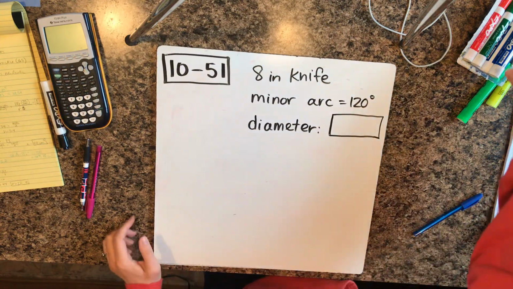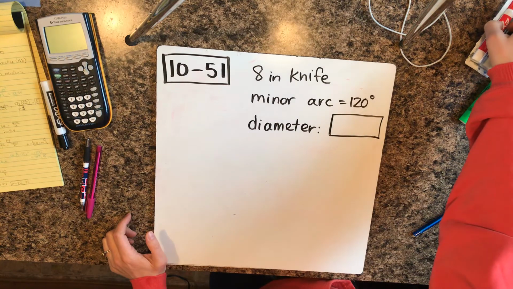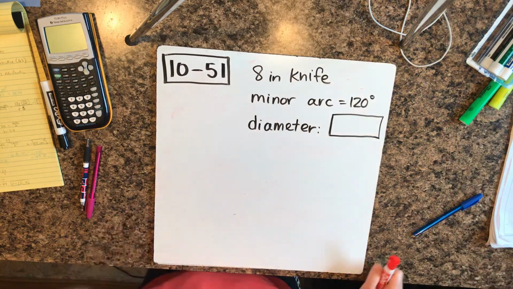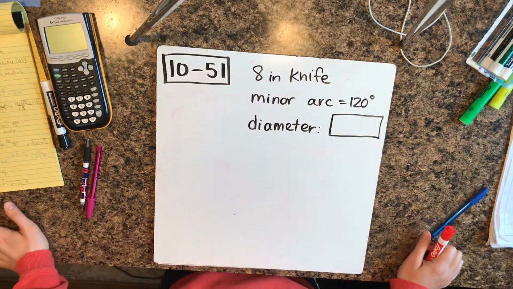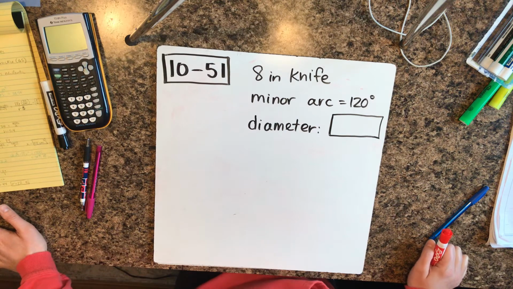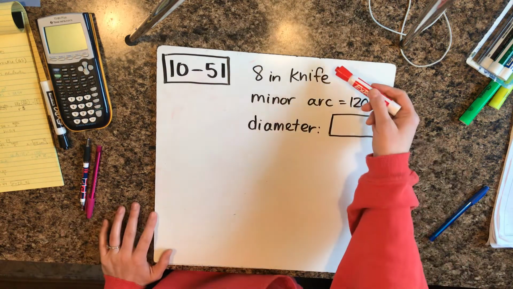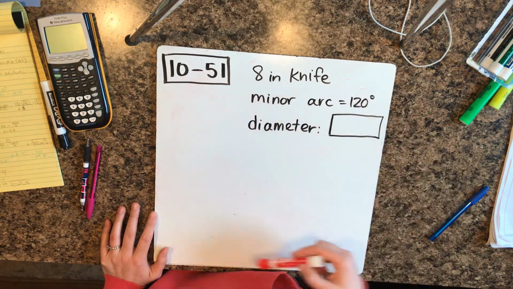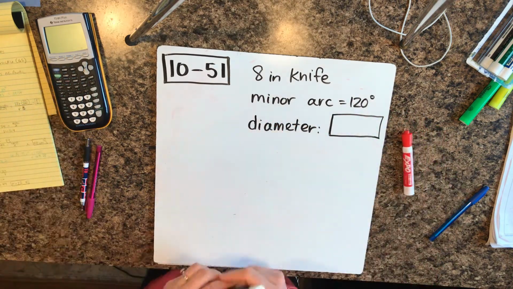Okay. If you're back, it's because you want some help with some of these. So let's talk about 10-51 first. It says that an 8-inch dinner knife is sitting on a circular plate so that its ends are on the edge of the plate. If the minor arc that is intercepted by the knife measures 120 degrees, find the length of the diameter of the plate. Okay, so it's an 8-inch dinner knife on a circular plate, and the minor arc is 120.